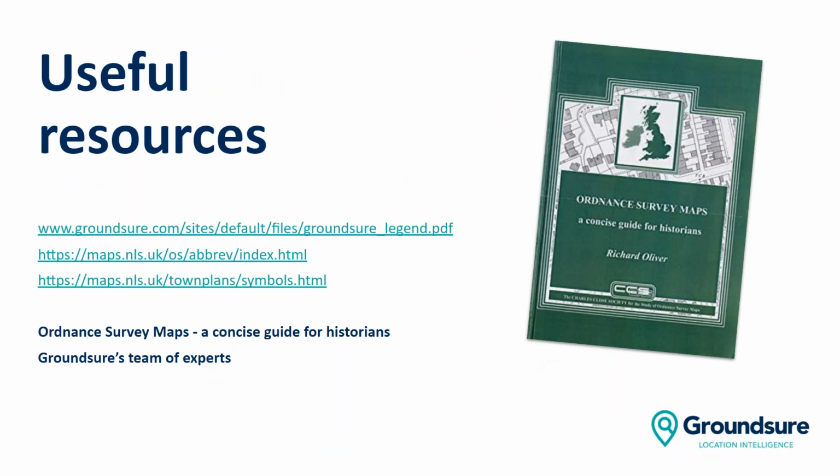So that really comes to the end of the general points and tips. As I say, we are trying to make this short and snappy and just give you some ideas. There are several useful resources hyperlinked here, including a link to our historic mapping legend, as well as a link for mapping abbreviations and symbols. There's a really useful book called the Ordnance Survey Maps, a concise guide for historians. At Groundsure, this book comes out almost on a daily basis. It's held in very high regard and is extremely helpful. On top of that, you also have us, the Groundsure team, with a wealth of in-house experts on hand to answer all your questions with regards to mapping and data.